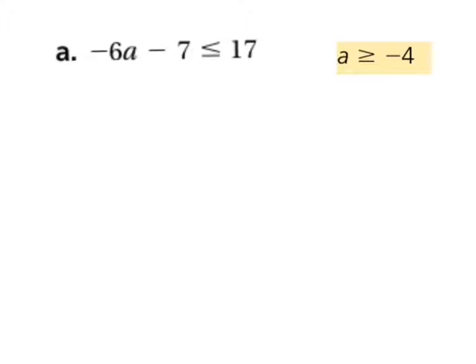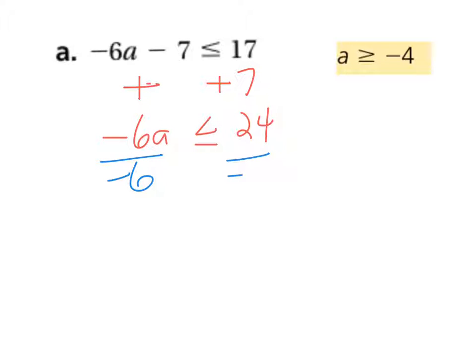So we'll get started. We'll start off with adding 7 to both sides. There we go. So I get my negative 6a less than or equal to, let's see, 17 plus 7 is 24. Now here, notice, we're going to be dividing off that negative 6. Once I do that, so that I don't forget, flip this thing right there. So a now becomes greater than or equal to negative 4.